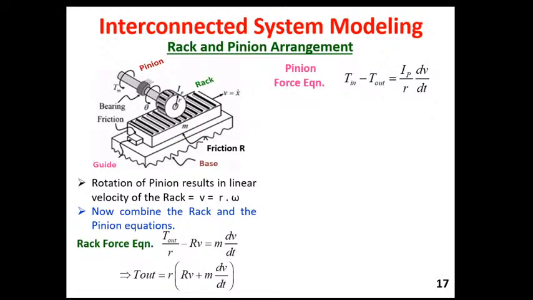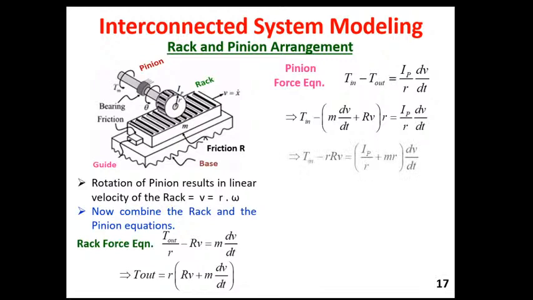So the pinion equation is T in minus T out. In this, substitute T out as R into RV plus m dV dt. So what we are finding is T out is substituted in this, and the equation has started looking a little big, but this will be the maximum length of the equation because all substitutions are done. Now we have to do rearrangement.